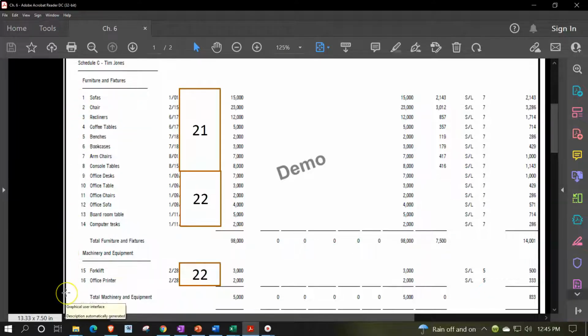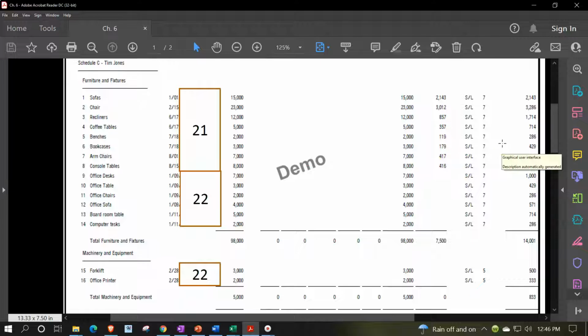Machinery, we got a forklift and the office printer and so on down in that area. We don't need to have that detailed information reported on our financial statements. But we do need the backing and supporting data on the subledger, and that's going to make it possible for us to calculate the depreciation properly.